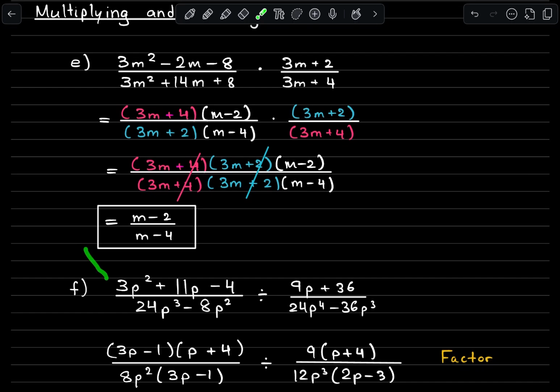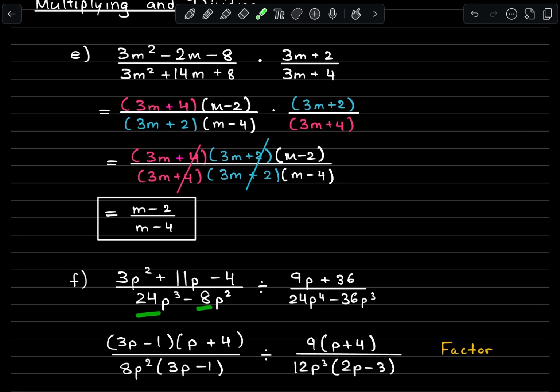So do your AC method on this polynomial 3p squared plus 11p minus 4. You're going to get 3p minus 1 times p plus 4. On the bottom, factor out your 8 and your greatest common factor of p, which is p squared. You'll be left with 3p minus 1. So that's nice. Right away we already see the same factor on top and the same factor on the bottom.